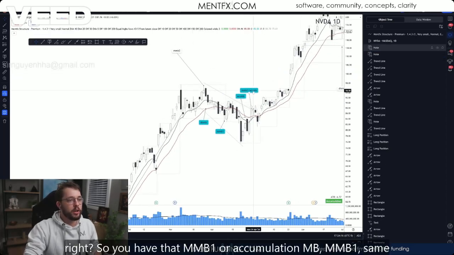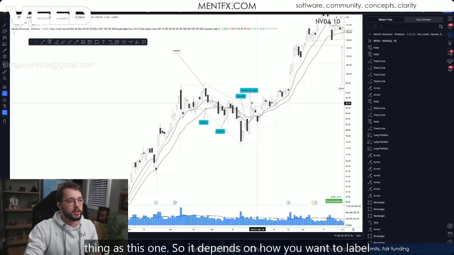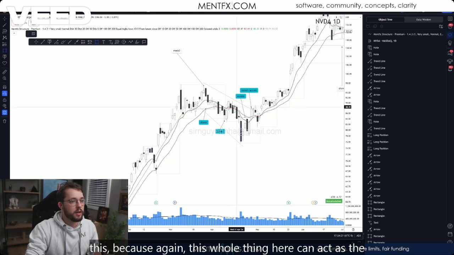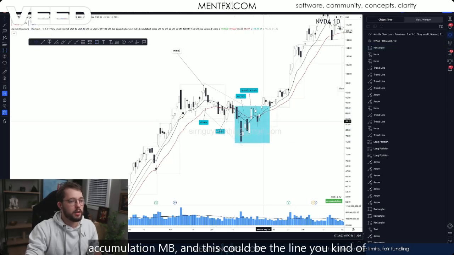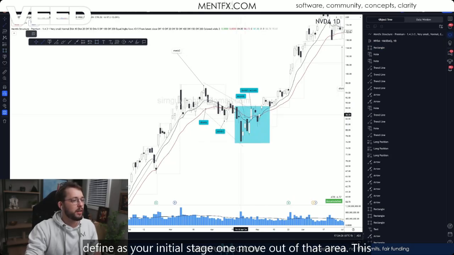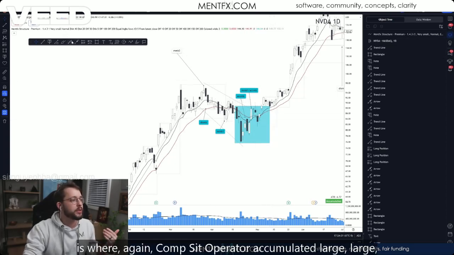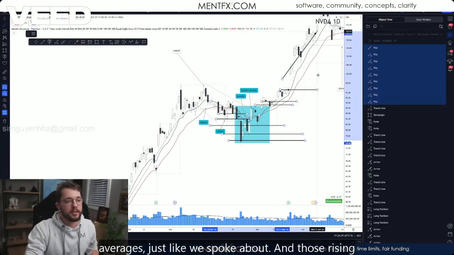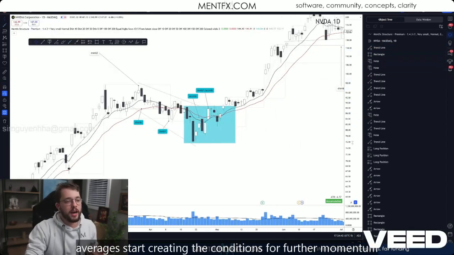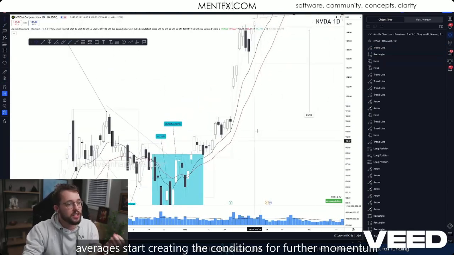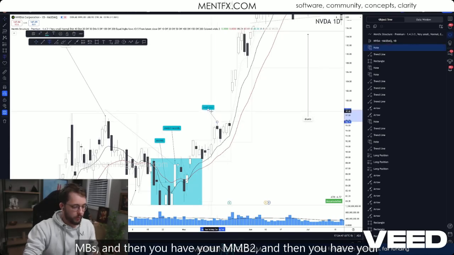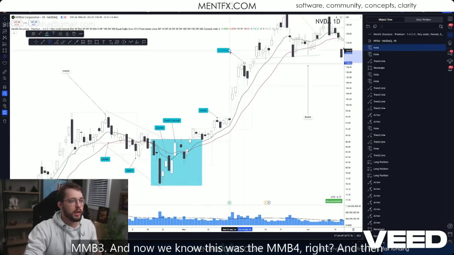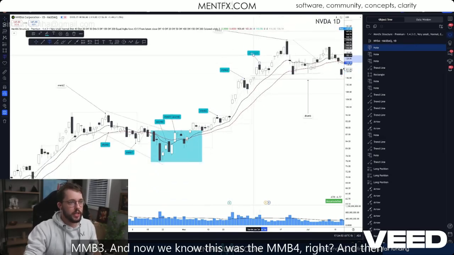So you have that MMB1 or accumulation MB, same thing as this one. It depends on how you want to label this, because this whole thing here can act as the accumulation MB, and this could be the line you define as your initial stage 1 move out of that area. This is where the Composite Operator accumulated large positions, and now the momentum is coming in, and they want to protect those positions at the rising averages, just like we spoke about, and those rising averages are creating the conditions for further momentum MBs. And then you have your MMB2, and then your MMB3, and now we know this was the MMB4.